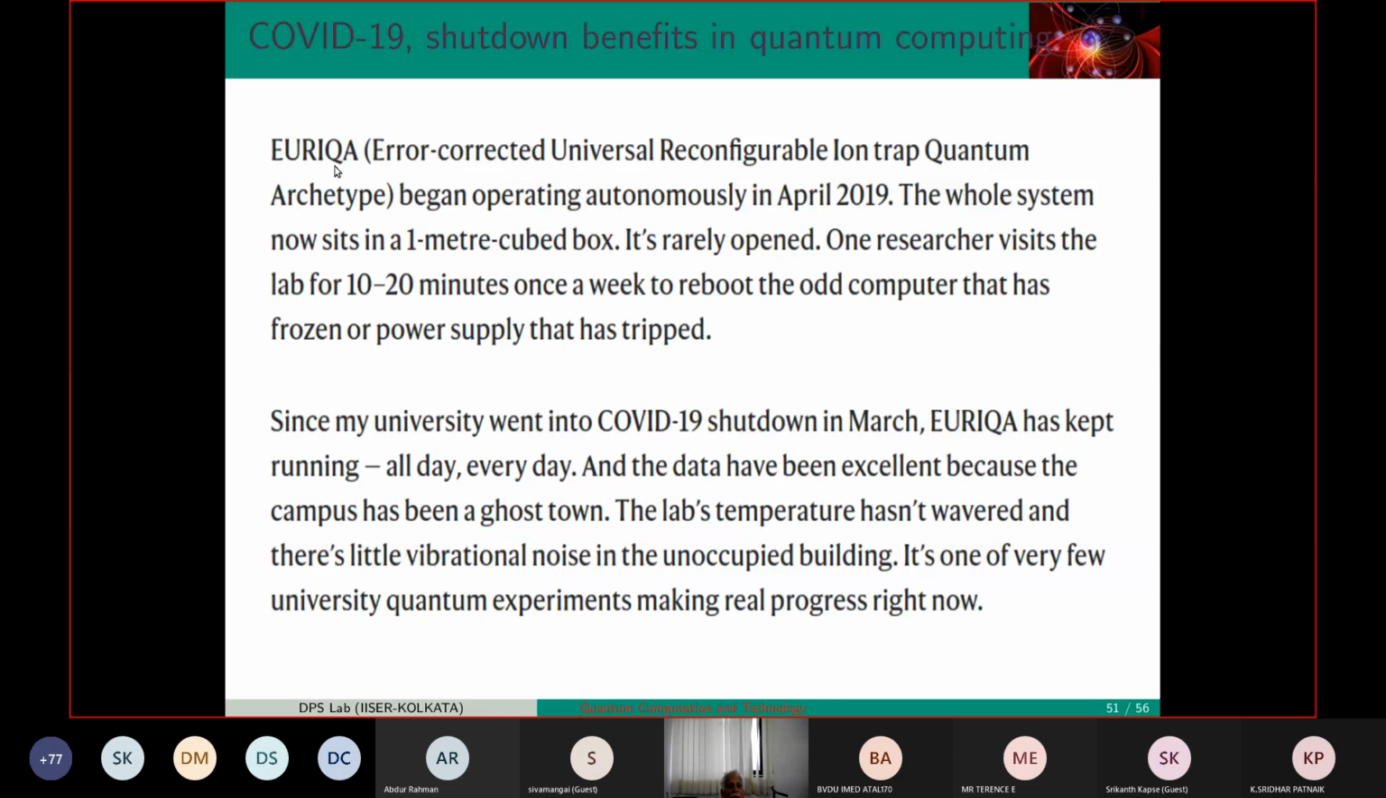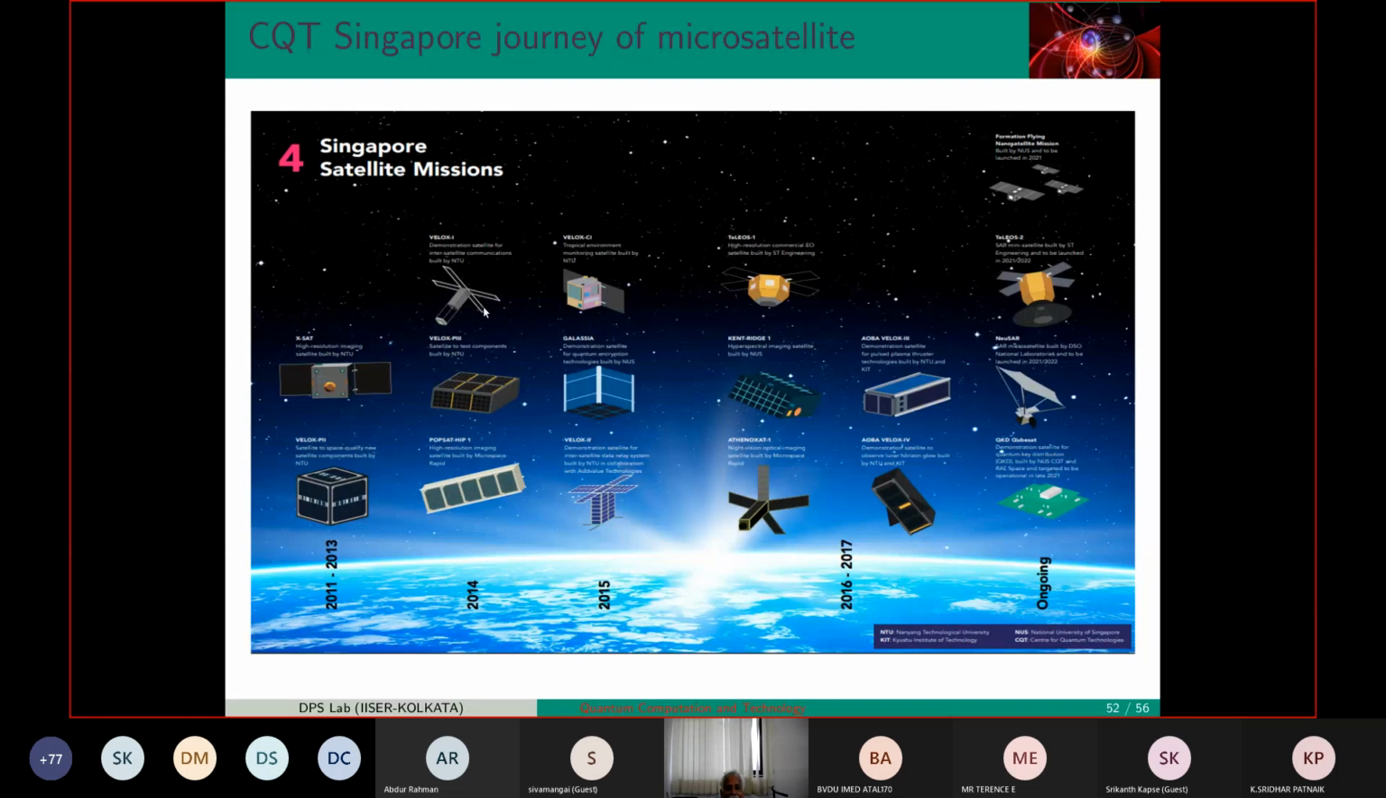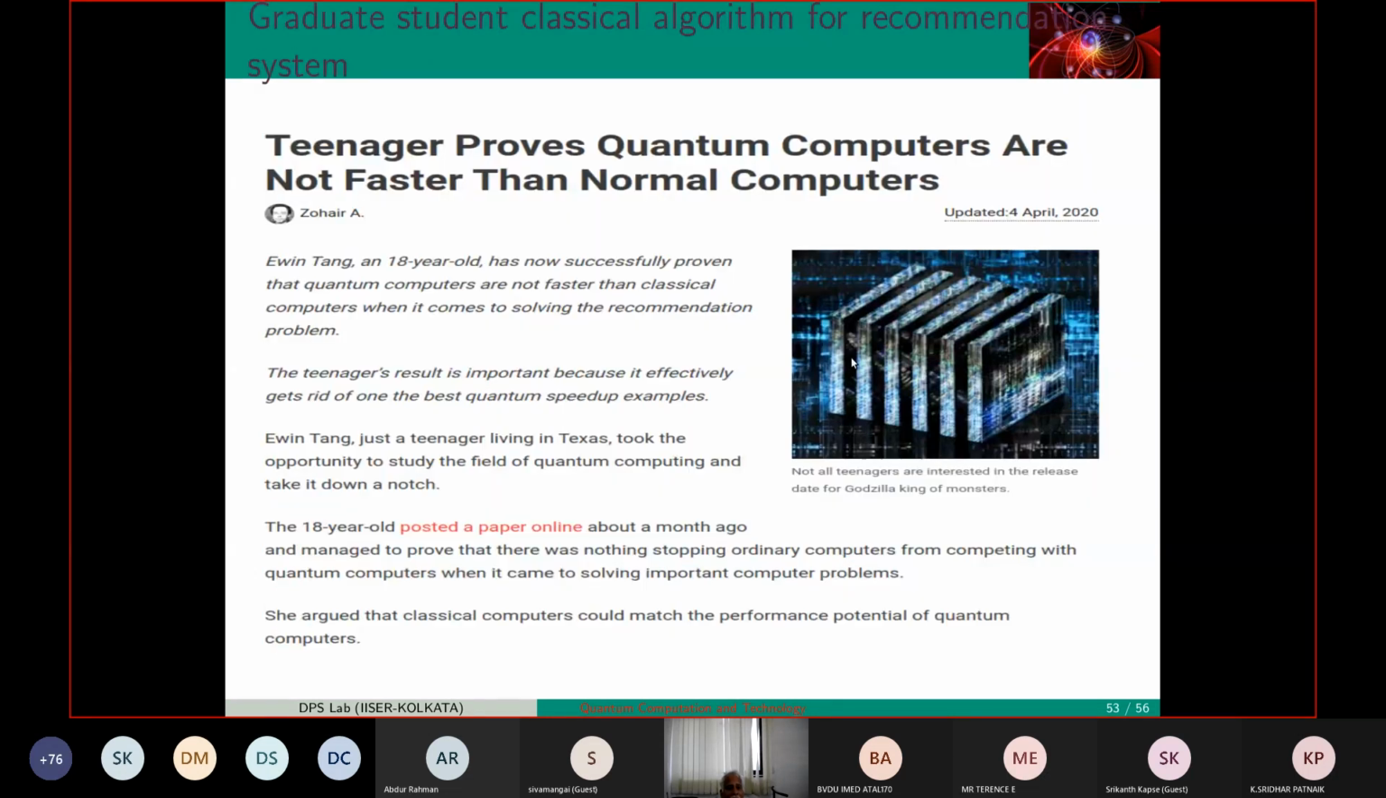Okay. Now, during the shutdown period, a lot of experiments were done without much interference. Now, private companies are coming into play. You see, Singapore has a company, all are designing into satellites, quantum chips, and communication. Communication is the key.